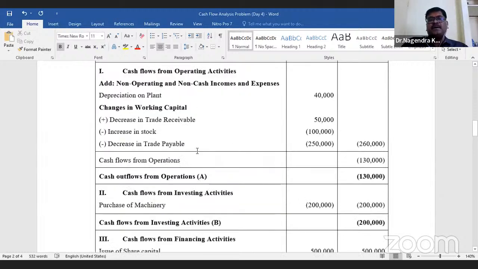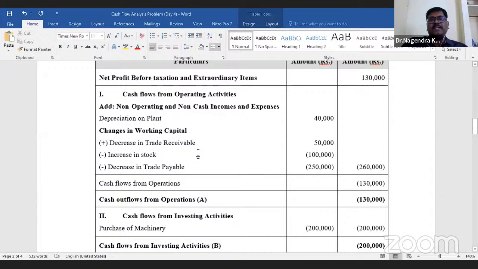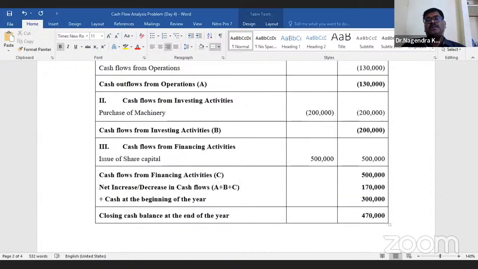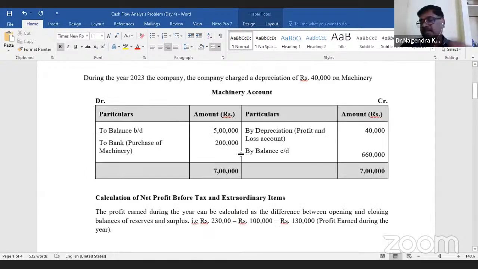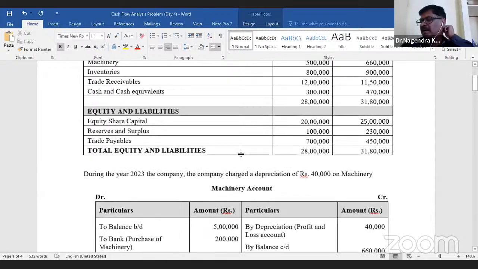Right? See, in the funds flow statement, we got the working capital balance. Here we got the cash balance. That is the major difference between these two statements. So these two tools will help you to understand the actual movement of funds or cash in a business. So this understanding is essential as a part of financial statement analysis.